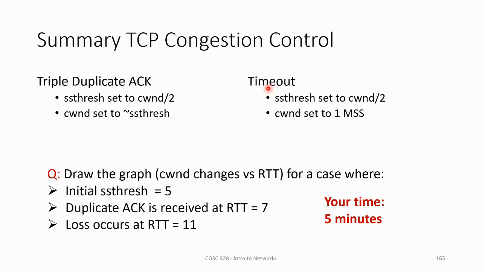So now I show you the graph that I have discussed a lot. I want you to draw the same graph. So the congestion window changes versus RTT for a case where the initial threshold is 5, then a duplicate ACK is received at RTT 7, and then a loss occurs at RTT 11. So you have 5 minutes. Please work on it individually, and then we will continue our discussions.